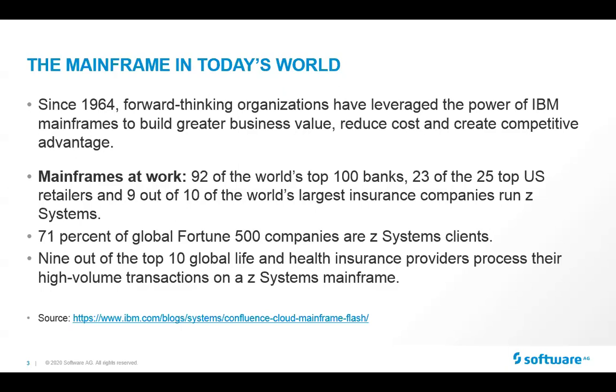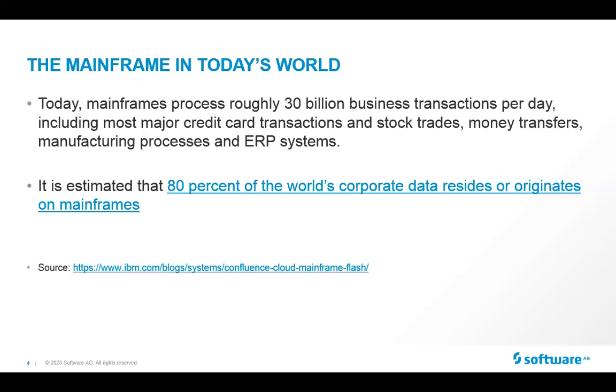71% of the global Fortune 500 companies are Z systems clients, and 9 of the top 10 global life and health insurance providers process their high volume transactions on a Z systems mainframe. Today's mainframes process roughly 30 billion transactions per day, including most major credit card transactions and stock trades, money transfers, manufacturing processes, and ERP systems. It's estimated that over 80% of the world's corporate data resides or originates on mainframes.